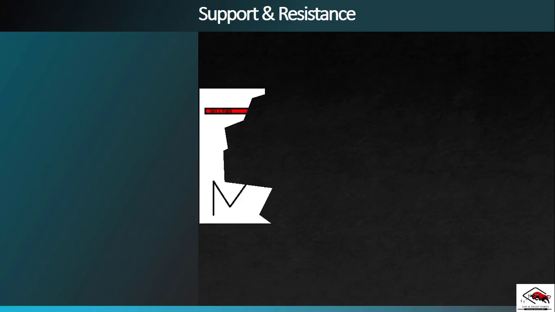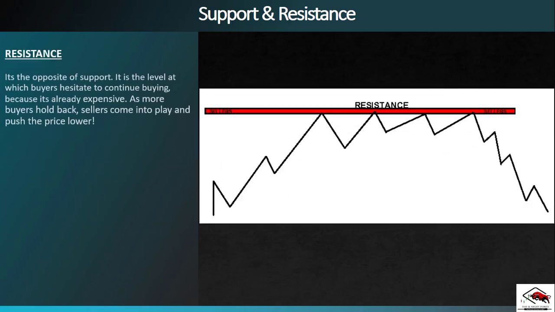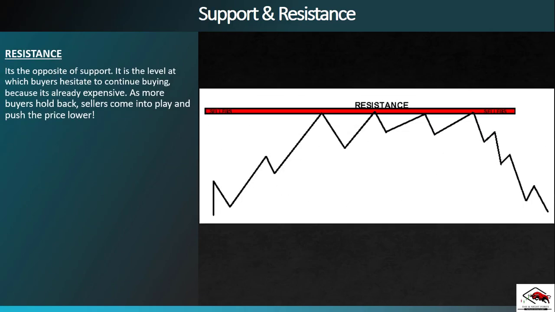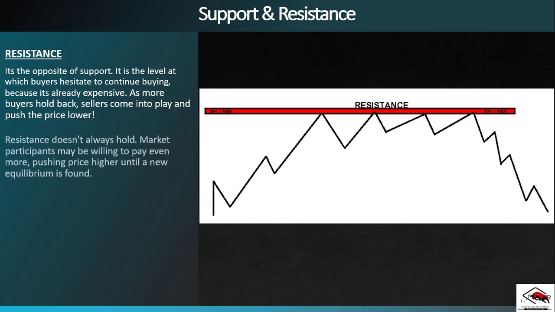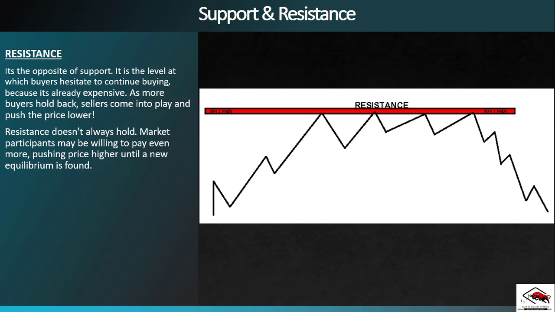Now let's talk about resistance, which is the opposite of support. It is a level at which buyers hesitate to continue buying because it's already expensive. It's too expensive to jump into the market. Remember, we need to buy low, sell high. As more buyers hold back, sellers come into play and push the price lower. As you can see with the illustration that is on your screen right now, this is basically what we mean by resistance. So basically it is the point where sellers are hopping in and pushing the market down. So we can safely say it's a zone where supply is basically increasing.